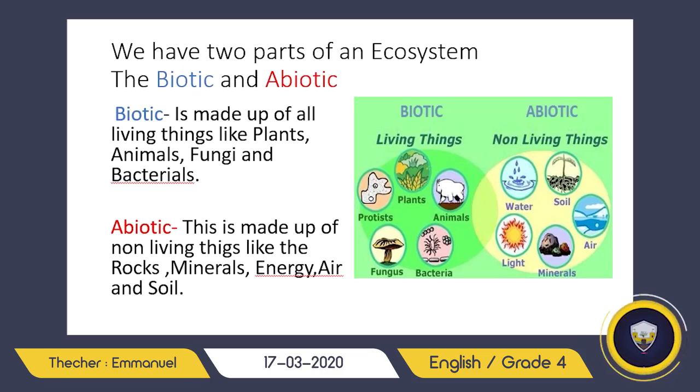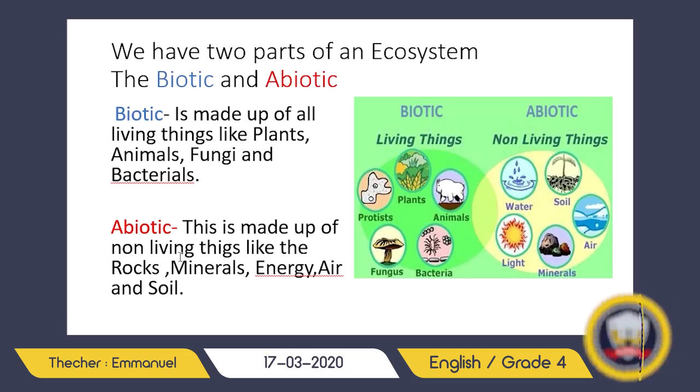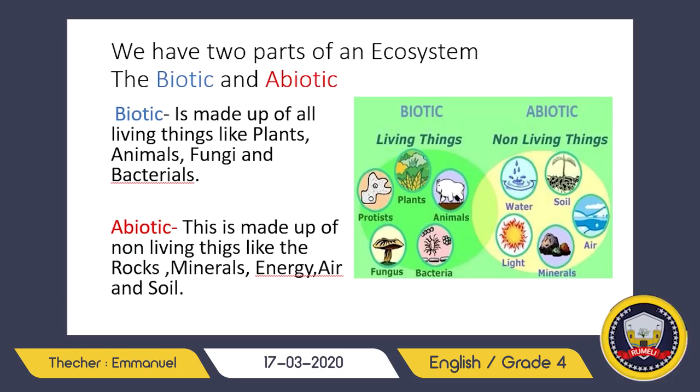So, you can see on the slide, on the left side of the image, the biotic, which is the living things like the plants, animals, and bacteria. And the abiotic, we can see the non-living things just like water, soil, light, minerals, and air. They are all not living things. So I'm sure by this you're going to know the difference between the biotic and the abiotic. The abiotic doesn't have life. The biotic are living things. So the rocks, the minerals, energy, air, and the soil, they don't have life. They are non-living things. So that makes us go to the next slide.